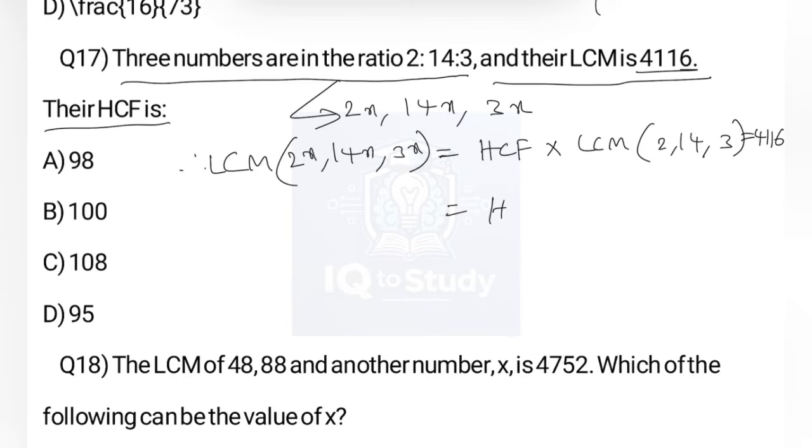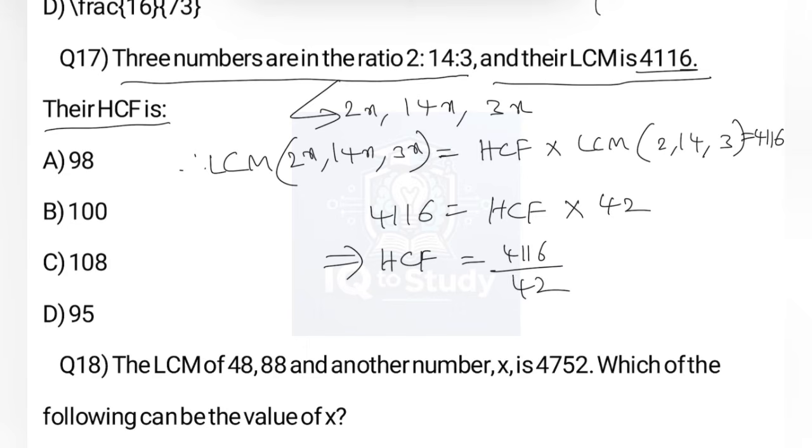HCF into LCM of 2, 14 and 3 is 42, equal to 4116, which becomes HCF is 4116 by 42, which is equal to 98.